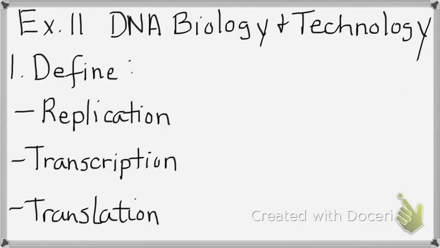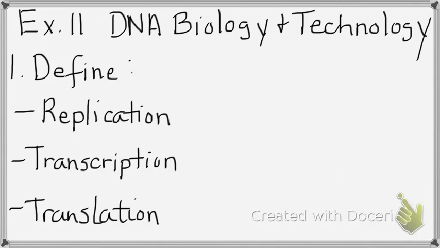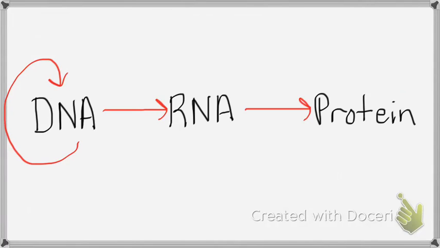So we're going to go now to exercise 11 on DNA, biology, and technology. I've got these words up here: replication, transcription, translation, which you can look up in your notes. I remember putting this on the board downstairs before because it's one of the coolest things in biology. I have red arrows up here, and I think each of these red arrows goes with one of those words. So I want to see if you can help me figure out which arrow goes with each word.